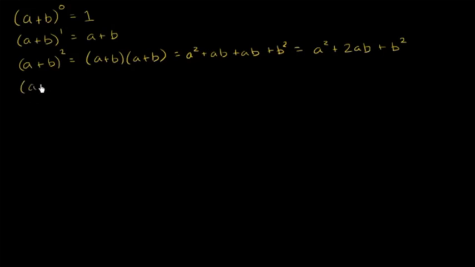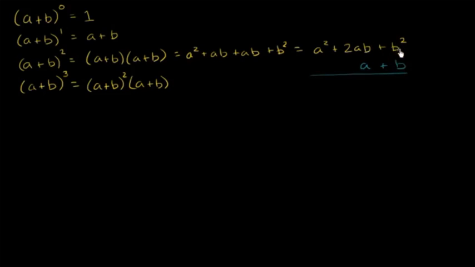What is a plus b to the third power going to be equal to? I encourage you to pause this video and try to figure that out on your own. Well, we know that a plus b to the third power is just a plus b to the second power times another a plus b. So let's just multiply this times a plus b to figure out what it is. So I'm just going to multiply it this way.